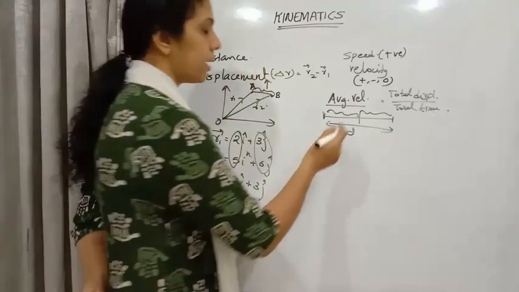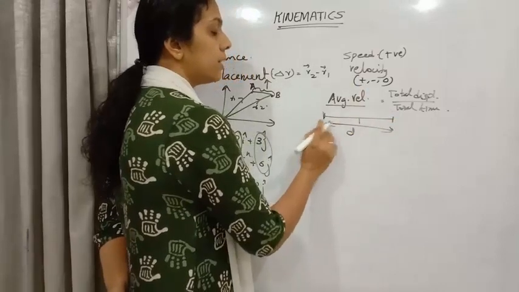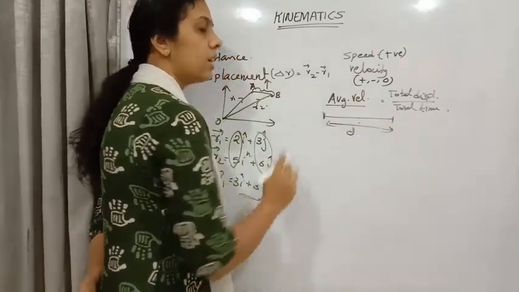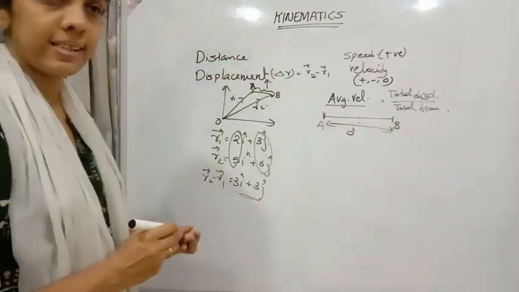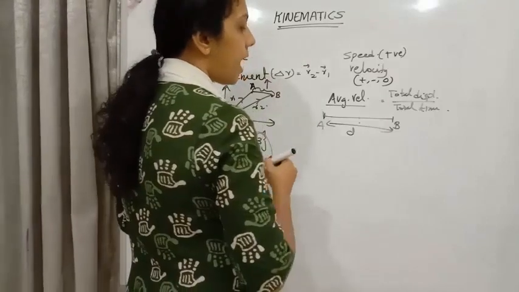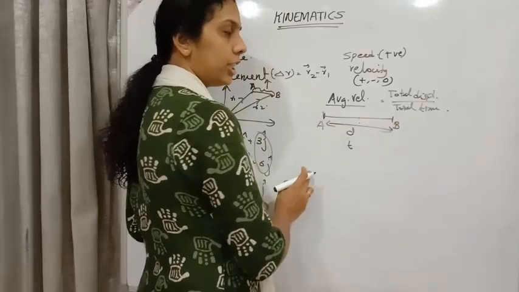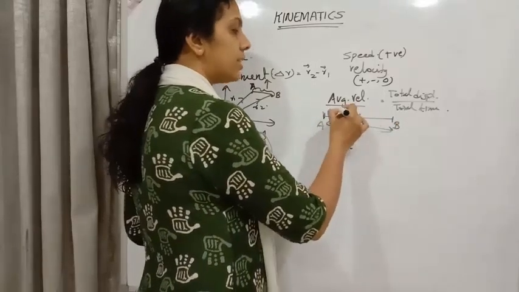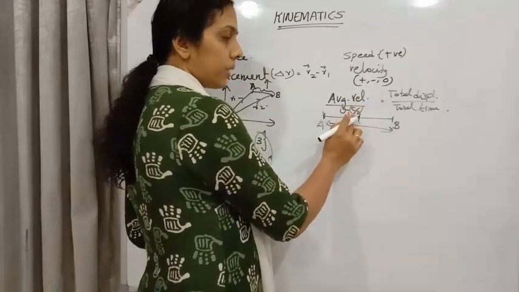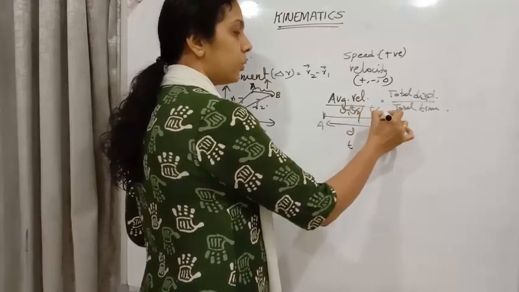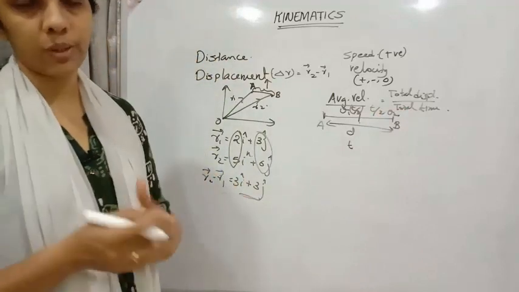Suppose questions can come like this. D is the distance between the two points A and B. It takes t interval of time to complete the journey from A to B. In the first half of the time, t by 2, it is moving with velocity v1. In the next t by 2, it is moving with velocity v2. Then how can we find the average velocity?